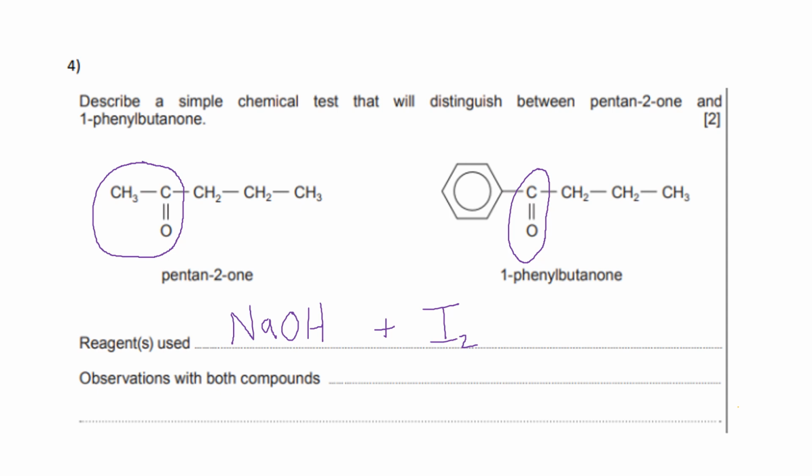And what that means is that pentan-2-one would give a yellow precipitate of the CHI3 which is produced, and then you would get no observable reaction for 1-phenylbutanone. So if you want to test for a methyl ketone, you use sodium hydroxide and iodine, and it will give a yellow precipitate. This test can also be used to distinguish secondary alcohols that can be oxidized to methyl ketones as well. So something like butan-2-ol would also give a yellow precipitate when treated with sodium hydroxide and iodine.